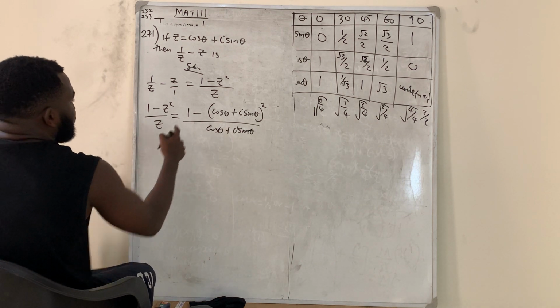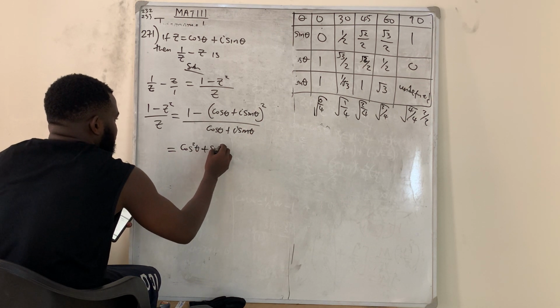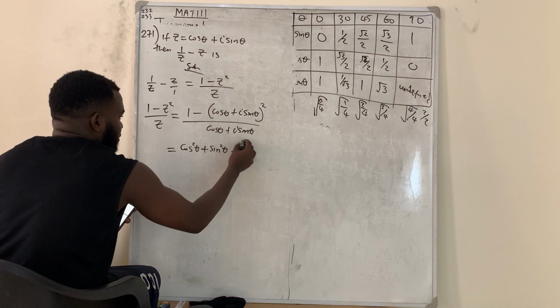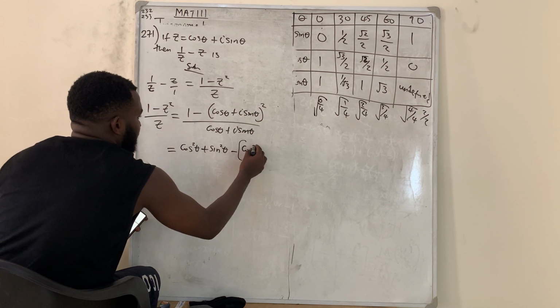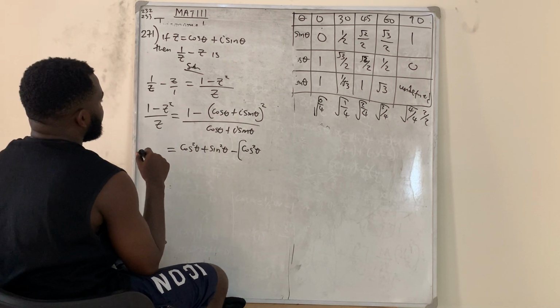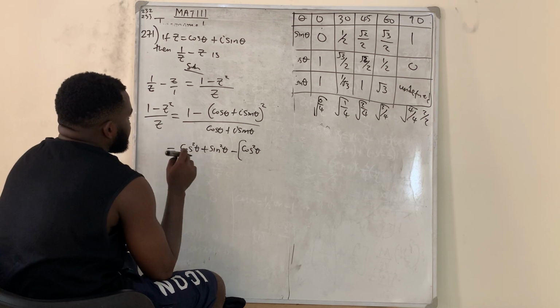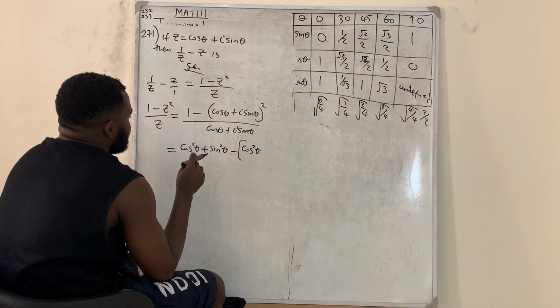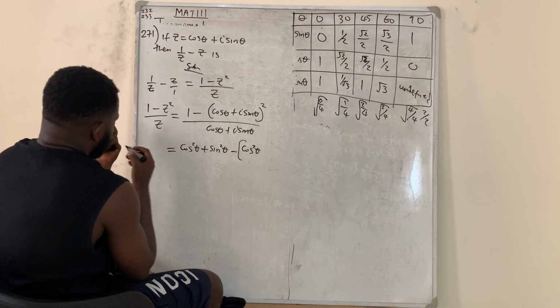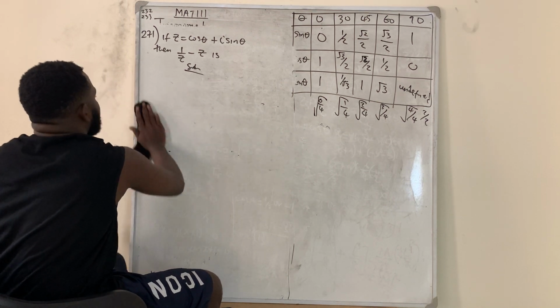Now, don't forget that 1 is the same thing as cos squared theta plus sine squared theta. That's the meaning of 1. Then minus, let me open here, cos squared theta. Okay, let me not start from there. Let me go straight to the point so that I don't make a mistake.